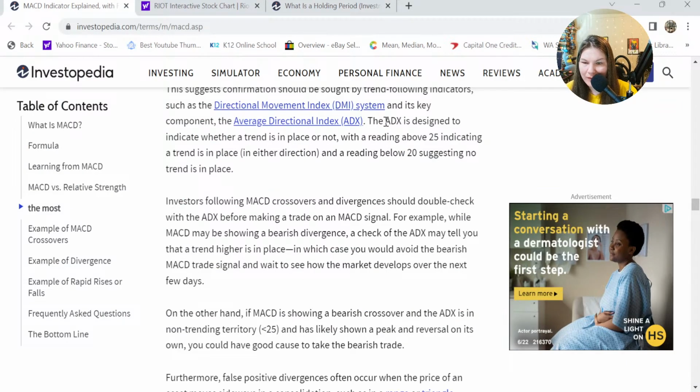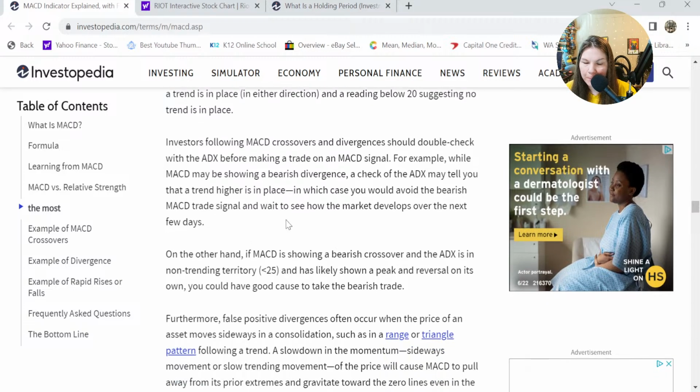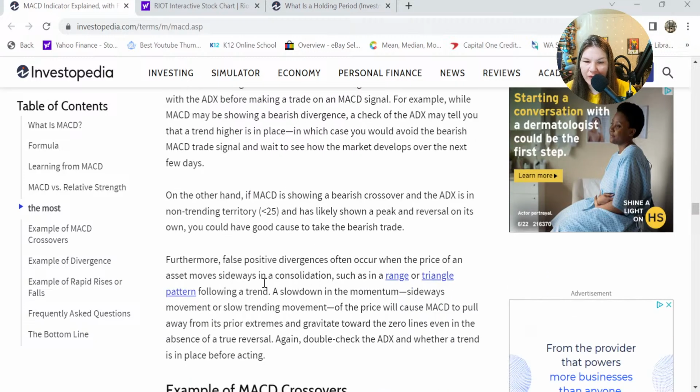I like to know that. So indicators following MACD crossovers and divergences should double check with the ADX before making a trade on a MACD signal. For example, while MACD may be showing a bearish divergence, a check of the ADX may tell you that a trend higher is in place, in which case you would avoid the bearish MACD trade signal and wait to see how the market develops over the next few days.